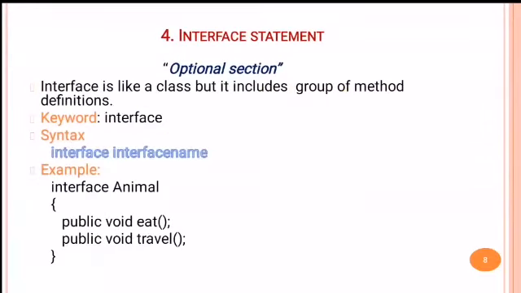The next one, interface statement. It is optional. An interface is like a class, but it includes a group of method definitions. The keyword used here is interface. Syntax: interface is the keyword, then you give the interface name. In the example, first you give the interface keyword, animal is the interface name.